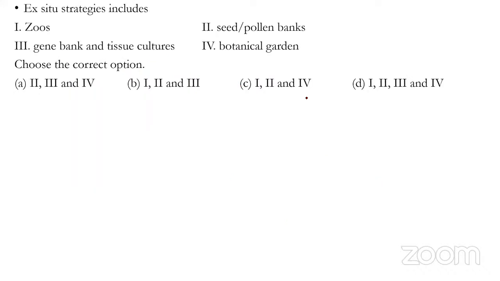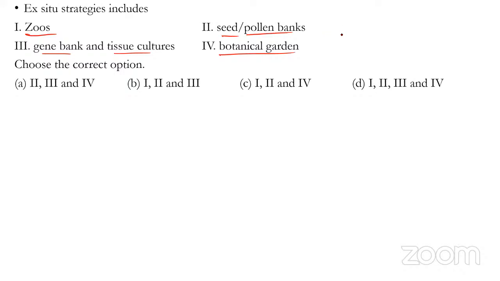Next question. Ex situ strategies include. Ex situ means conservation of species out of its original habitat. I'm repeating, out of its original habitat. So a zoo is an example of ex situ conservation. Seed and pollen banks are examples of ex situ conservation. Gene bank and tissue culture can be considered ex situ conservation, as well as botanical garden.